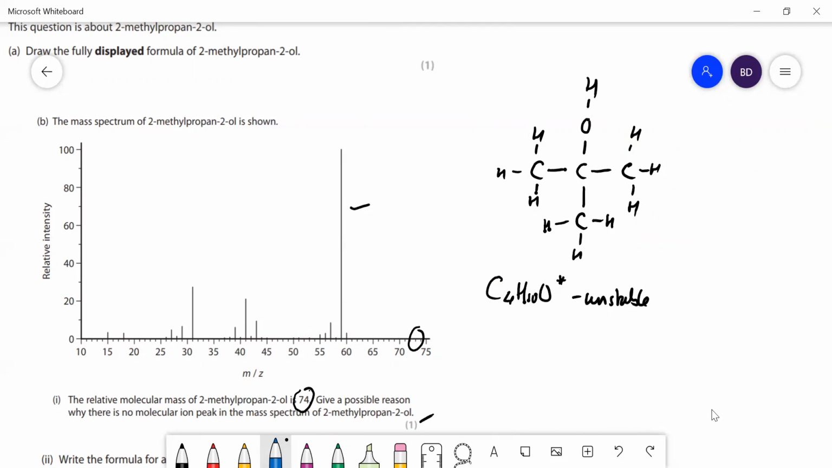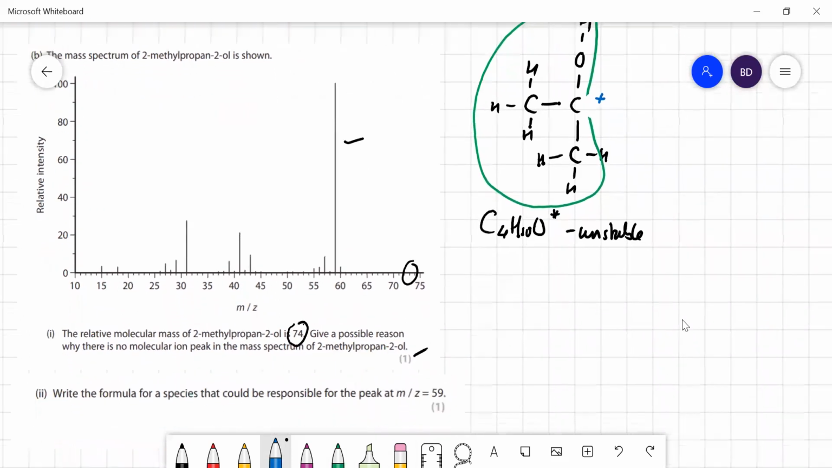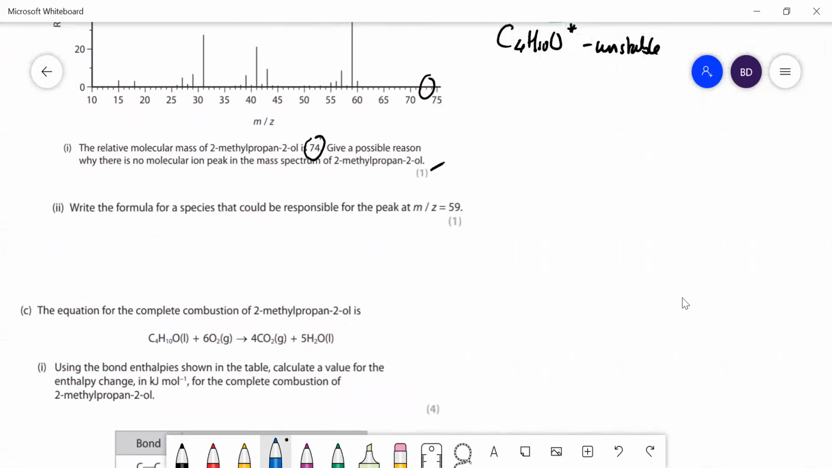Actually, that would be 59. Sorry, yeah. You get rid of that 15. So you lose that, and this thing would weigh 59. The thing in green, the identity of the peak, is you get rid of one of those methyl groups, and that positive charge on that. Okay, so that is the likely fragment. That's giving you 59.